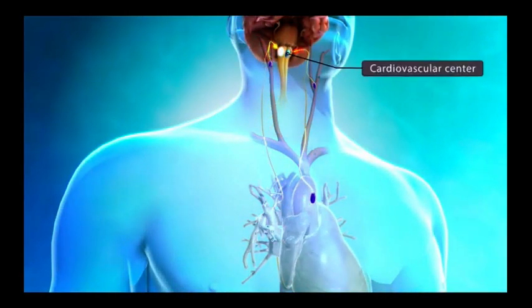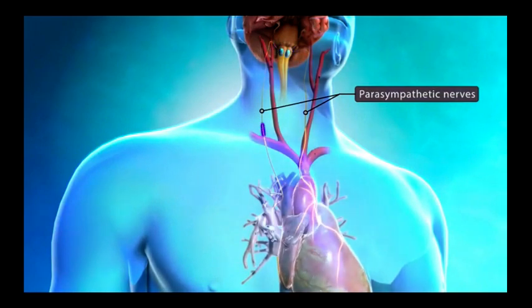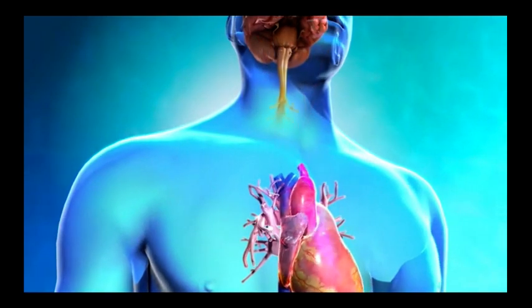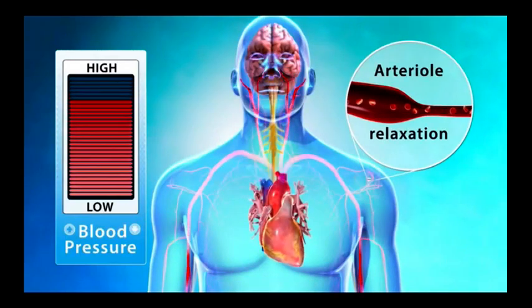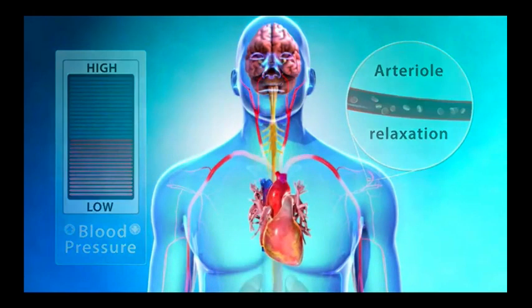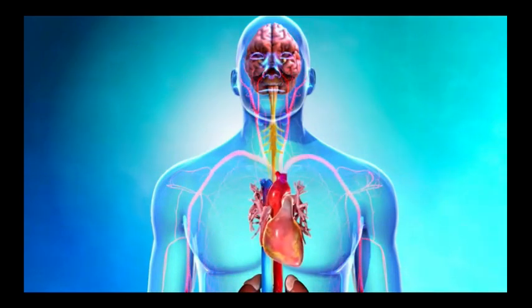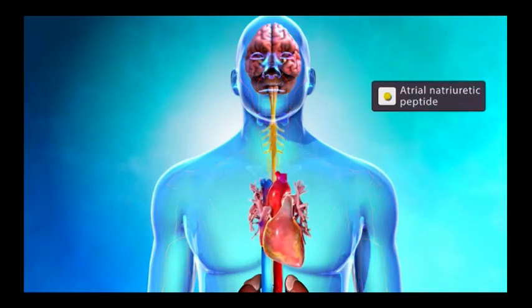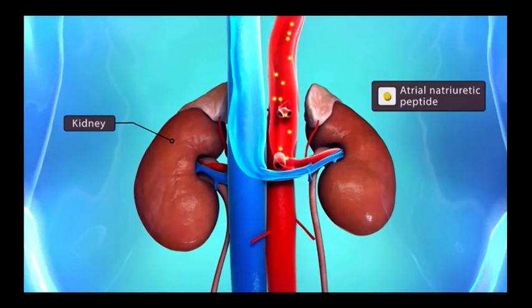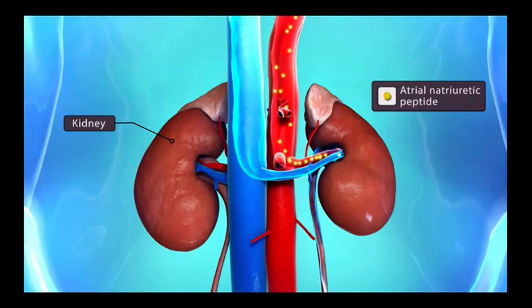Baroreceptors also provide input indicating high blood pressure to the cardiovascular center, which sends the signal to increase parasympathetic stimulation and decrease sympathetic stimulation. This will decrease the contractility and speed of the heart to lower blood pressure. It also allows arterioles to relax to decrease total peripheral resistance. Hormones may decrease blood volume, which leads to lowering blood pressure. Stretch receptors in the atria of the heart produce atrial natriuretic peptide when too much blood volume is detected. Atrial natriuretic peptide inhibits the renin-angiotensin II sequence, causing the kidneys to excrete more sodium and water. This will decrease blood volume.